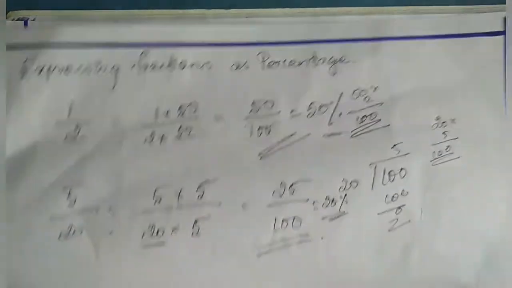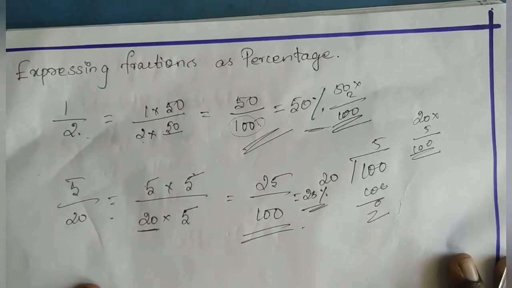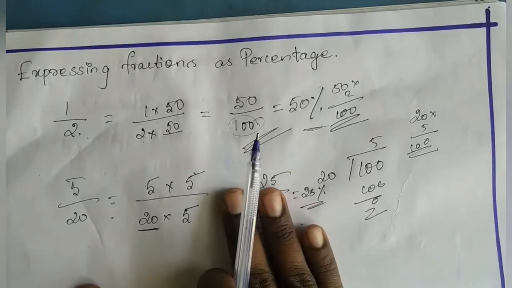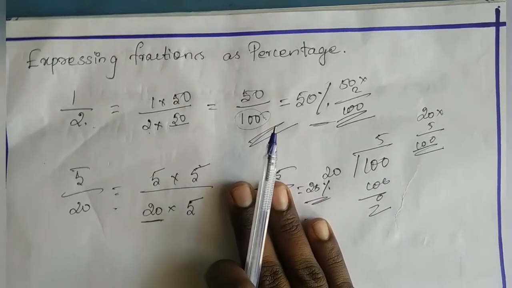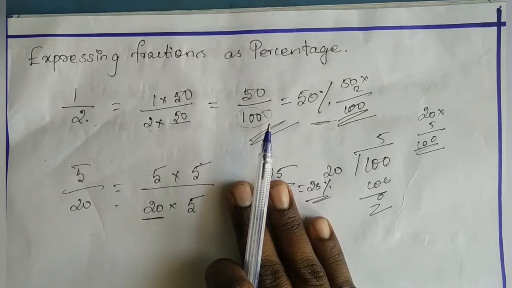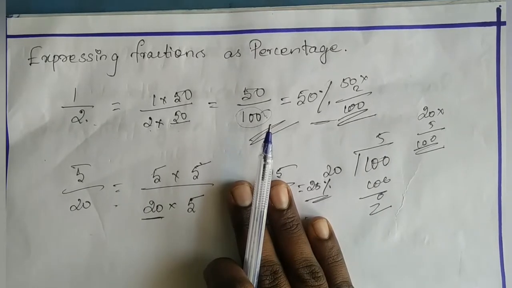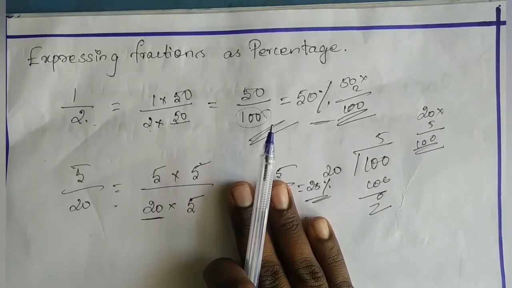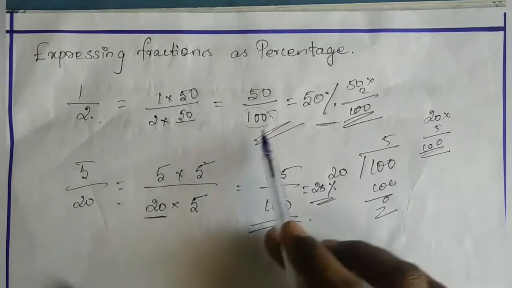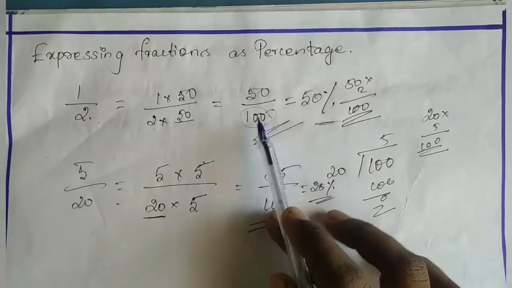This is our last class. Do you remember? Expressing fraction as percentage. For this you want to convert it. What do you want to do? You want to convert the denominator to 100. This is the main thing.